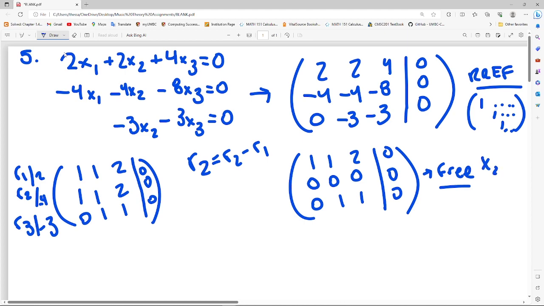So this says x2 is equal to whatever. It can be whatever we want. We could set it equal to 1. We could set it equal to 2. We could set it equal to 3,000. Doesn't matter.